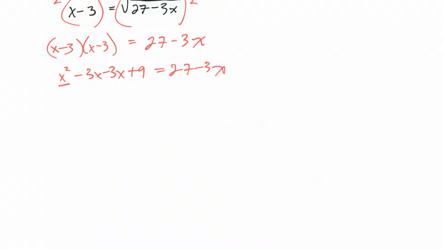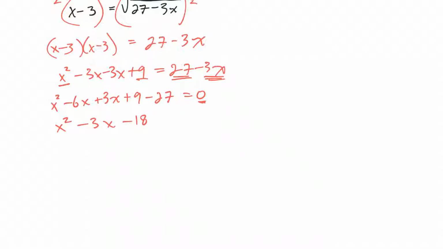Since it's a quadratic, I'll bring everything to the left side. So x squared minus 6x. If I bring this over, I have to add 3x. I have a plus 9 already. If I bring this over, it'd be a minus 27 equals 0, because I want it equal to 0, right? So x squared minus 3x, what's this going to be, minus 18? I think that's right, is equal to 0.